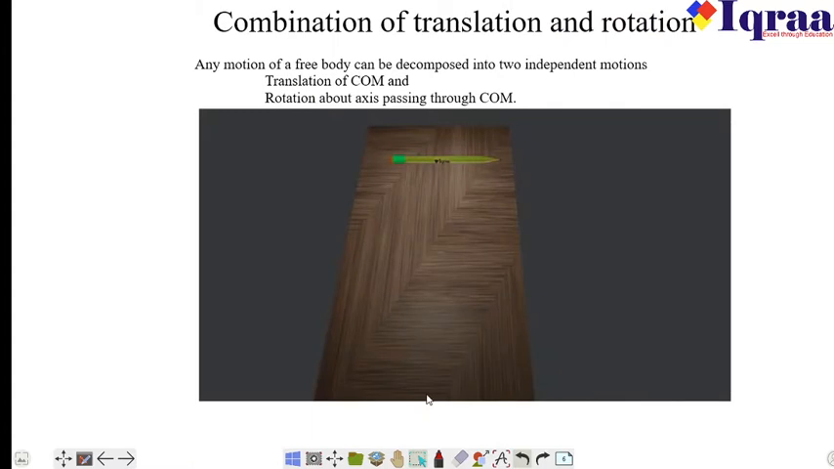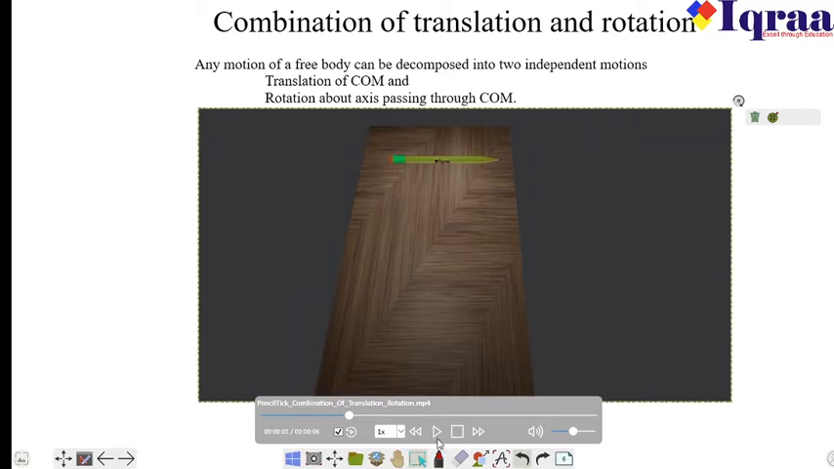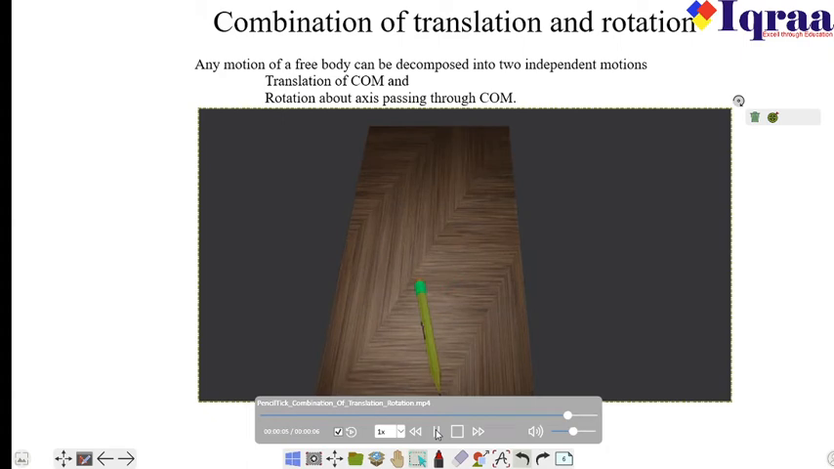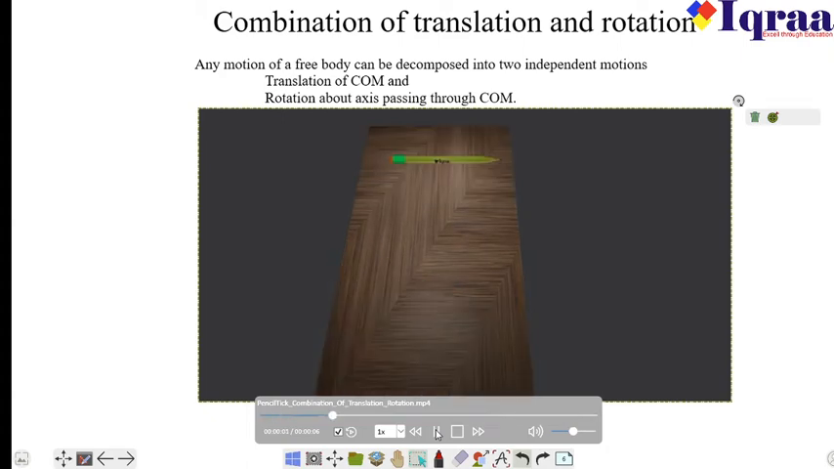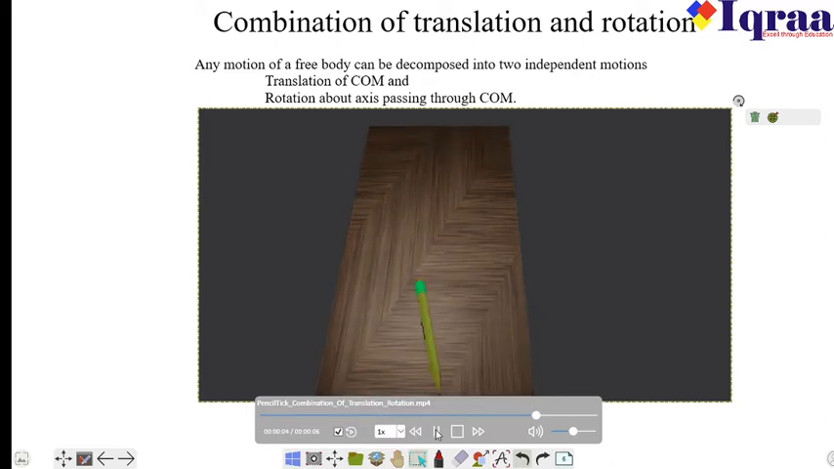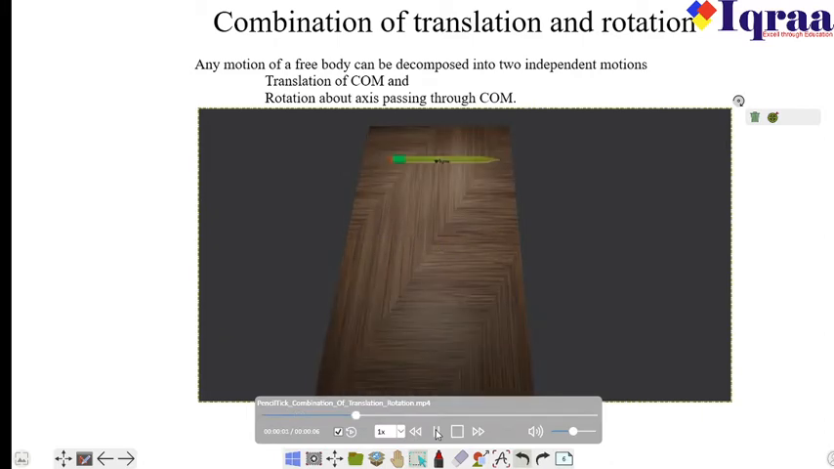Next, any motion of a free body can be decomposed into two independent motions: translation of the center of mass and rotation about an axis passing through the center of mass. If we take the example of a pencil lying on a table and push it, we see that the center of mass is translating in a straight line and the entire pencil is rotating about the axis passing through the center of mass, and this is because of Newton's second law of motion.